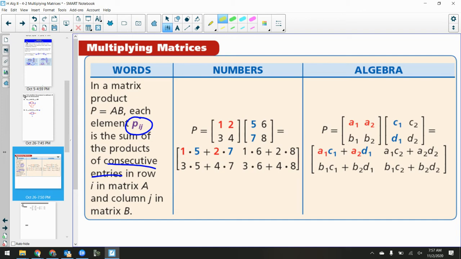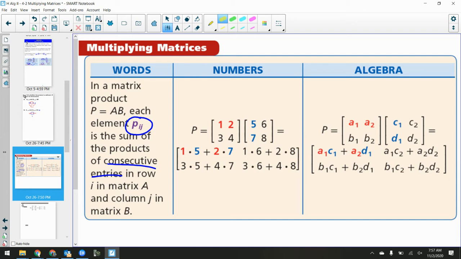So again, Pij is the sum of the product of consecutive entries in row i in matrix A and column j out of matrix B. You know how we didn't use the row and the column? That means you take the row out of the first and the column out of the second. The entire row out of the first and the entire column out of the second. That's where we're getting those two pieces. How do I know which row, which column? Well, it depends on which entry I'm looking at.